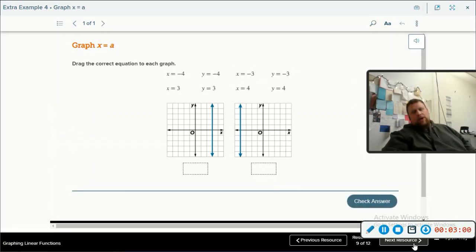And we're moving kind of quick on these because these don't need a lot of explanation. Just know that if it's a vertical line, it's going to be x equals. If it's a horizontal line, it's going to be y equals.